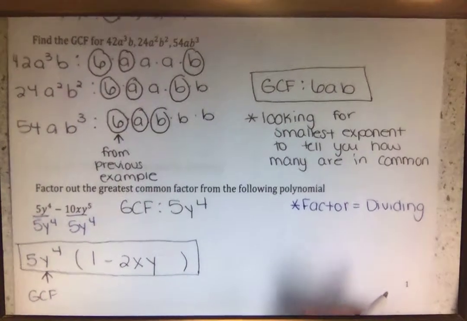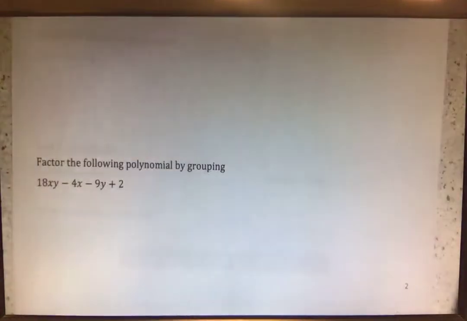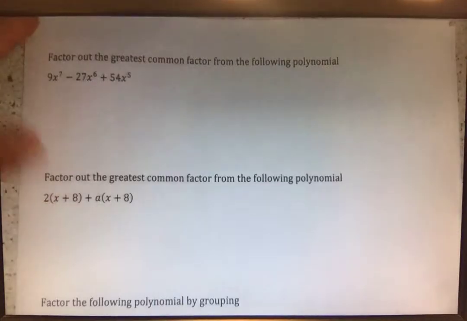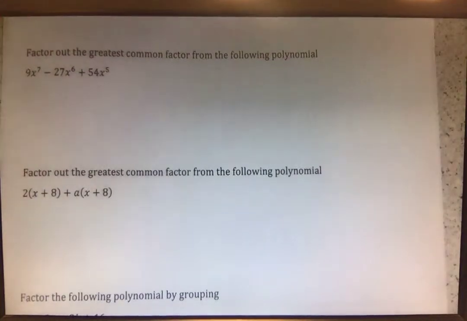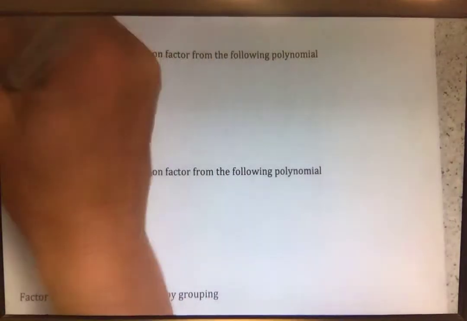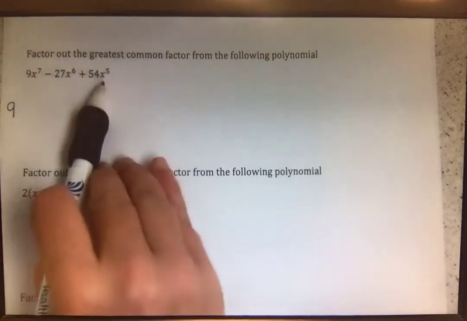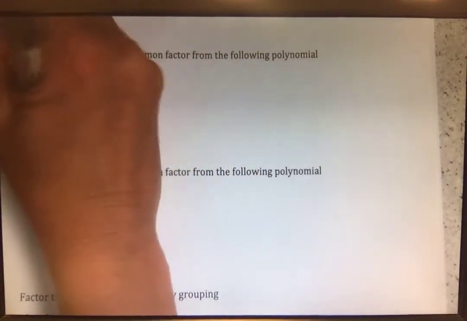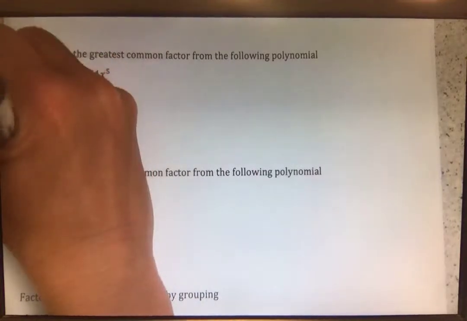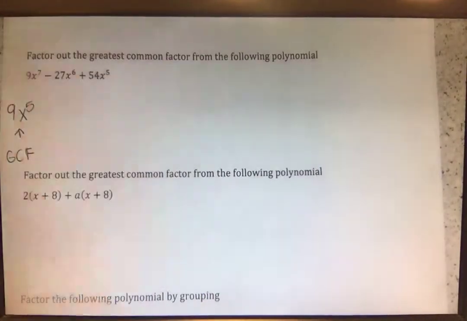So next page. So again, factoring out the GCF, we have 9x to the 7th minus 27x to the 6th plus 54x to the 5th. So trying to see what they all have in common. Looking at this, I notice they all have a 9 in common. This one has 7 x's, 6 x's, 5 x's, so they all have at least 5 x's in common. So 9x to the 5th is going to be our GCF.